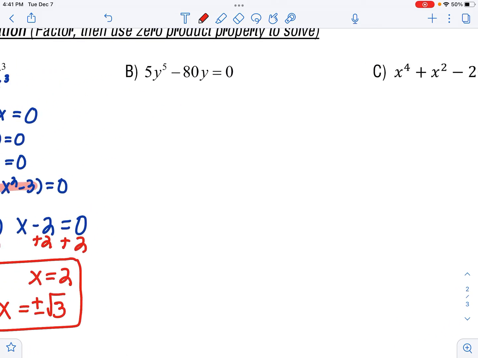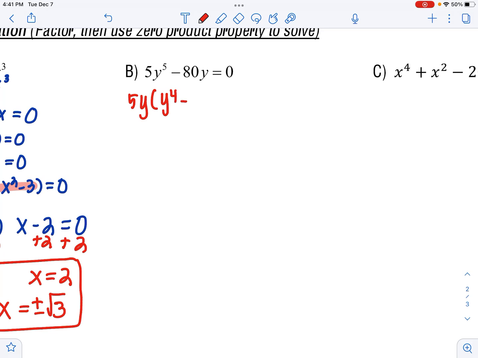All right, let's try another one here. It's already equal to 0, so now I can try to solve by factoring. The first thing I'm going to do is look for a GCF. Do these two terms have anything in common? They do. They have a 5y in common. So I'm going to factor a 5y out of each of them.